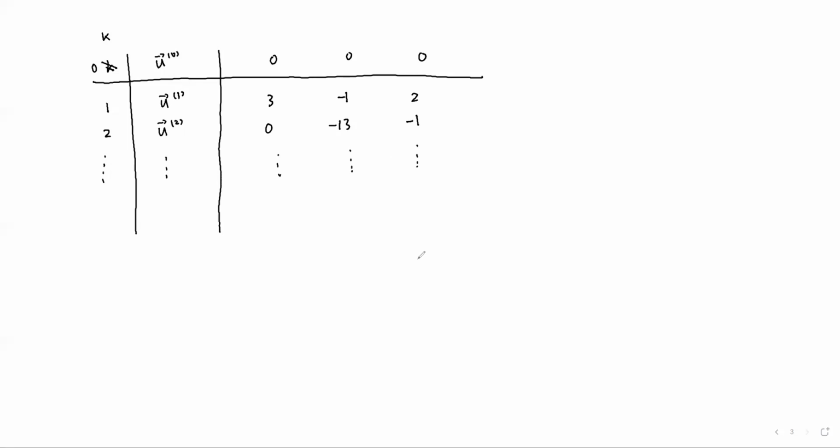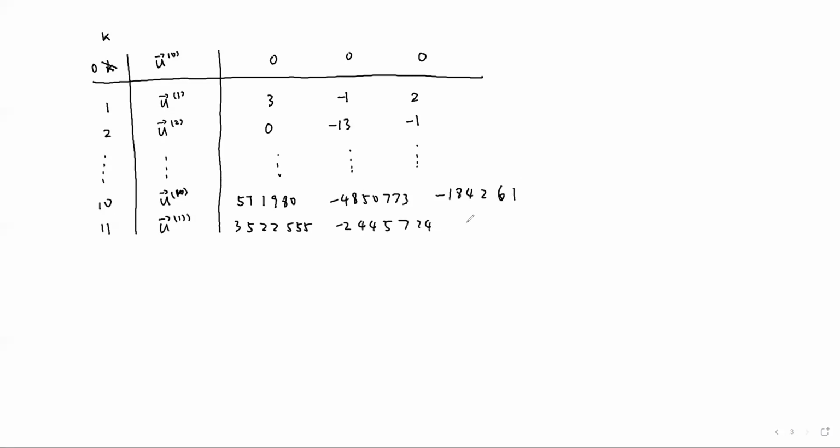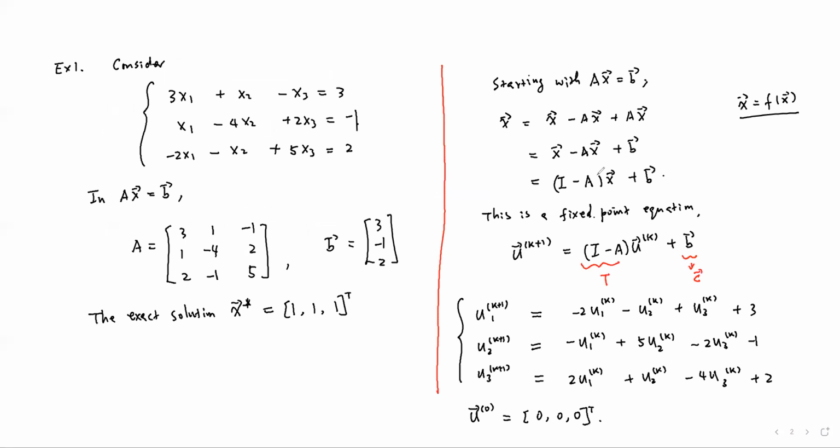After 10 iterations, when k is 10, u10, we get 571980, negative 4850773. Clearly, this iteration scheme doesn't converge. The scheme designed in this way doesn't work.